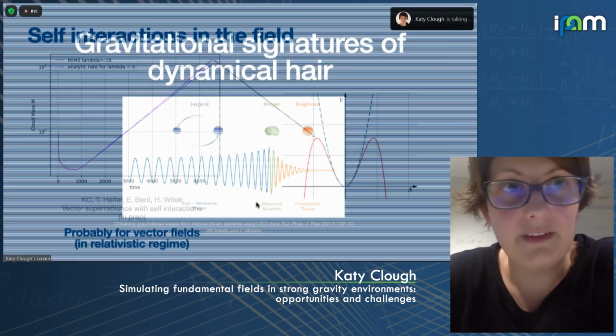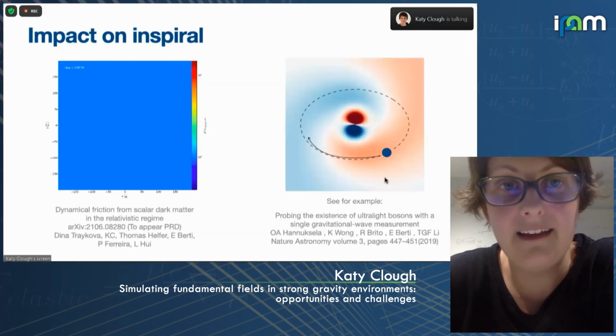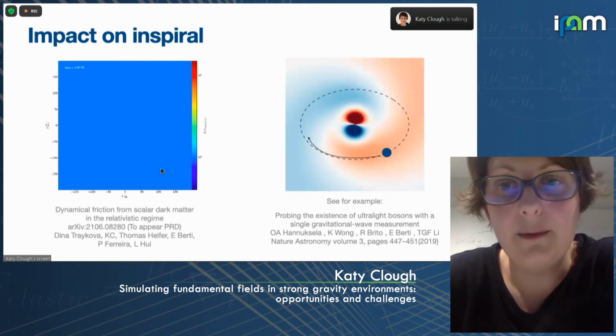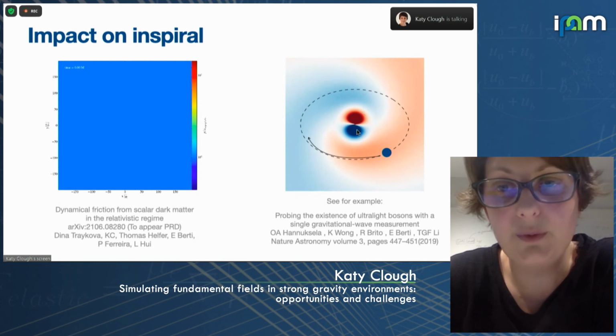So I don't have that much time left. I just wanted to show you some ideas about gravitational signatures of dynamical hair. One interesting idea that I already mentioned is that you could have a small object inspiraling into some larger supermassive black hole that's a target for LISA.